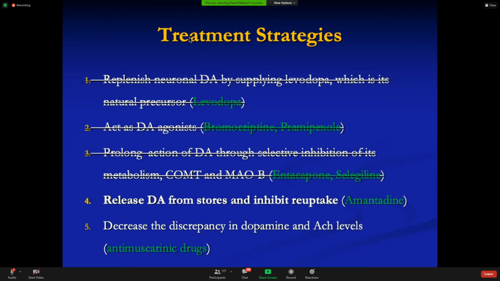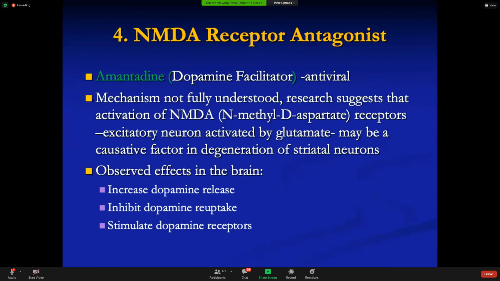Now, before the last one: release of dopamine from stores and inhibition of reuptake. Now, the NMDA antagonists, the ones we mentioned in Alzheimer's. Let me tell you, these are antivirals, okay? I didn't mention them in Alzheimer's. We call them here dopamine facilitators. How they increase dopamine release, do not ask me. How they inhibit dopamine reuptake, leaving it postsynaptically, honestly, I don't know.